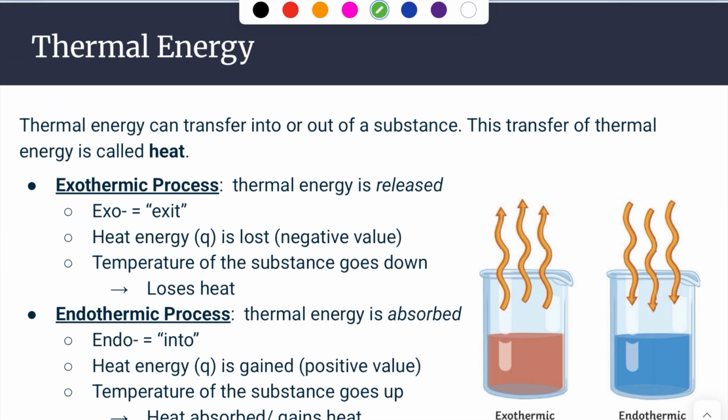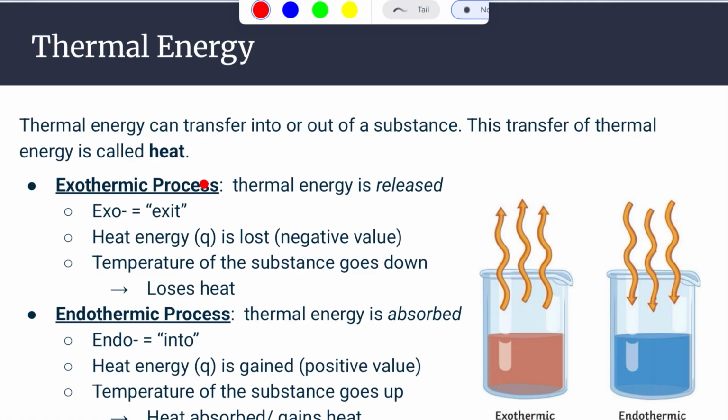So looking at thermal energy, it can transfer into or out of a substance. This transfer of thermal energy is called heat. And as we discussed earlier, exothermic and endothermic reactions, we can also think of these as processes.